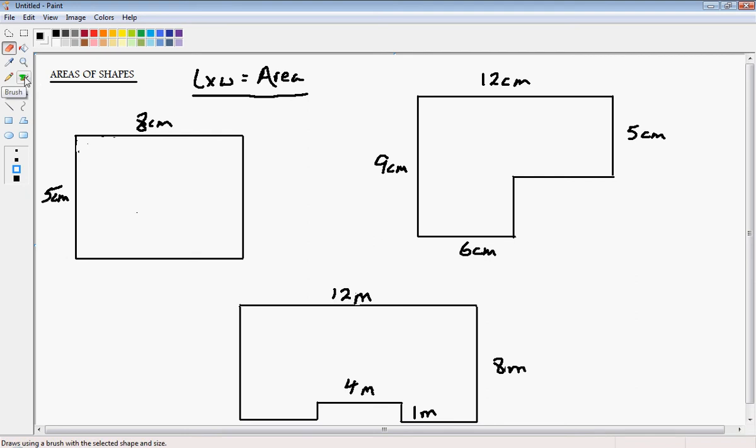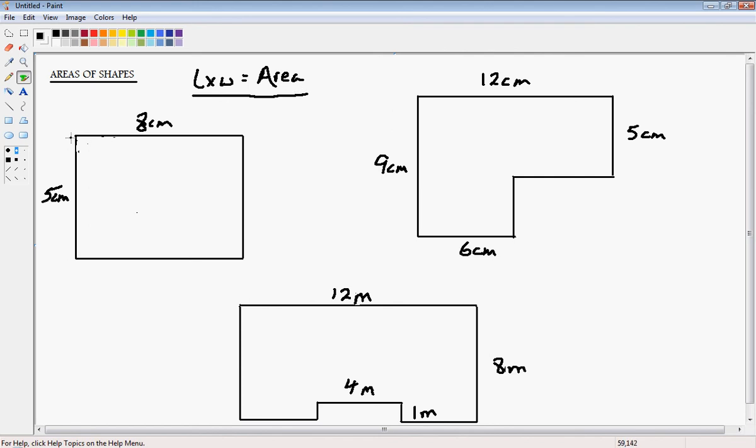Okay, so areas of shapes. So here we're looking at rectangles and rectangles that have had other rectangles taken out of them. So we have a little tiny formula here, which is length times width gives us the area.